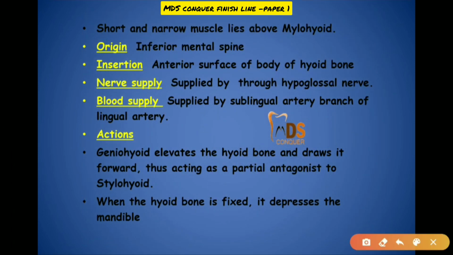The nerve supply will be through the hypoglossal nerve, and the blood supply will be the sublingual artery, a branch of the lingual artery. Actions will be: it will elevate the hyoid bone, and also if the hyoid bone is fixed, it will depress the mandible.